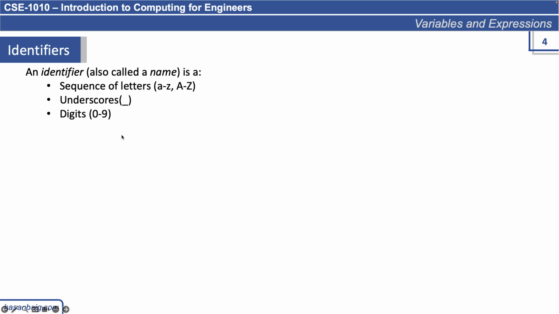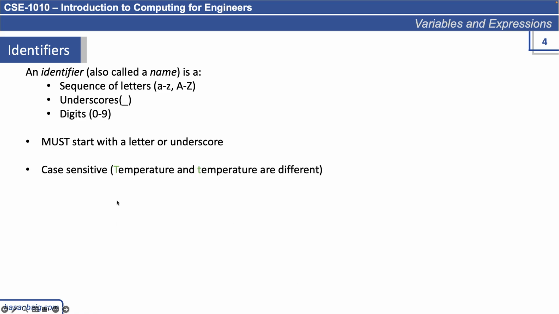It may also contain digits. But it must always start with either a letter or an underscore. It can never start with a digit. So a variable name starting with 10, let's say 10 April, is not valid. It is also case sensitive, which means that uppercase T temperature is a different variable than lowercase t temperature. So there are two different variables and they may contain two different values.